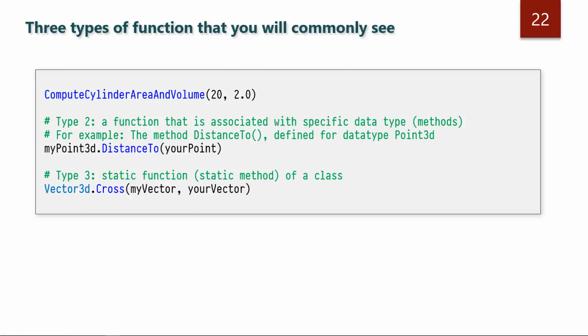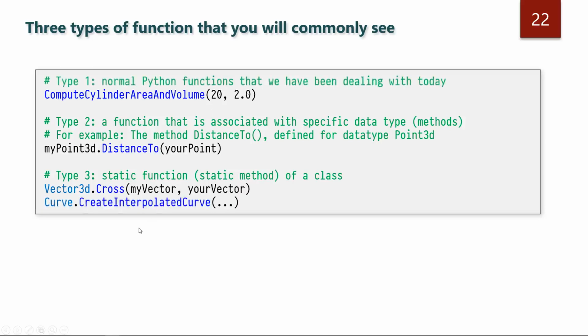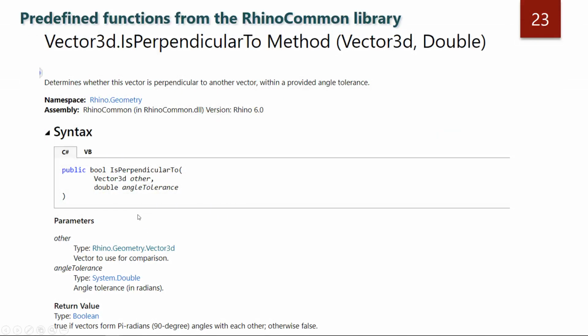All right, so if you look at the RhinoCommon documentation, I hope everything will make more sense. Everything is inside the RhinoCommon library, and hence the documentation is just a large collection of predefined functions. But these functions were defined within certain data types or associated to each data type.